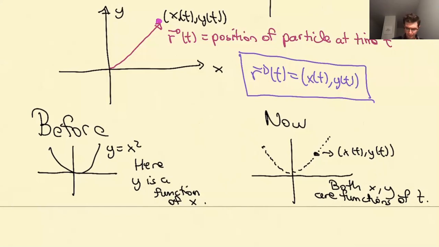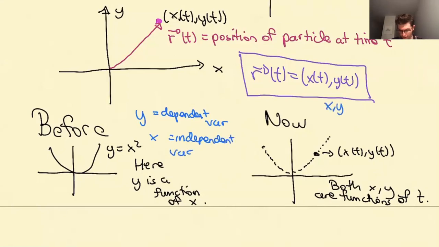So what I'm trying to say is that here y is the dependent variable and here x is the independent variable, but here x and y are dependent variables and t is an independent variable. Does that make sense?